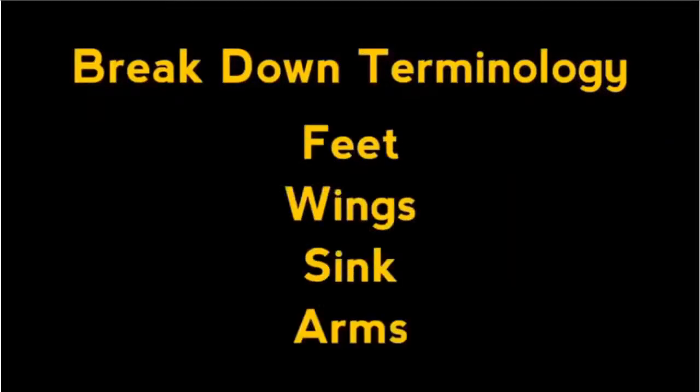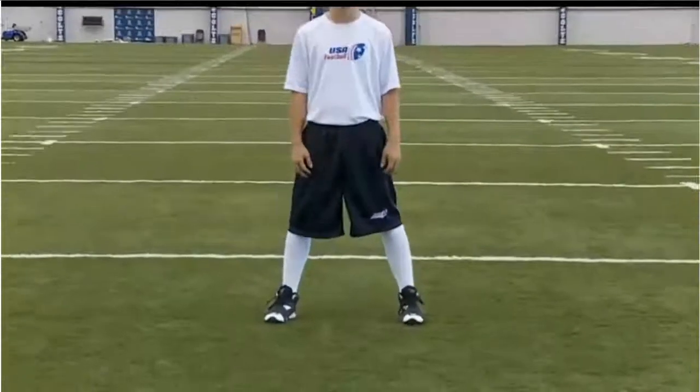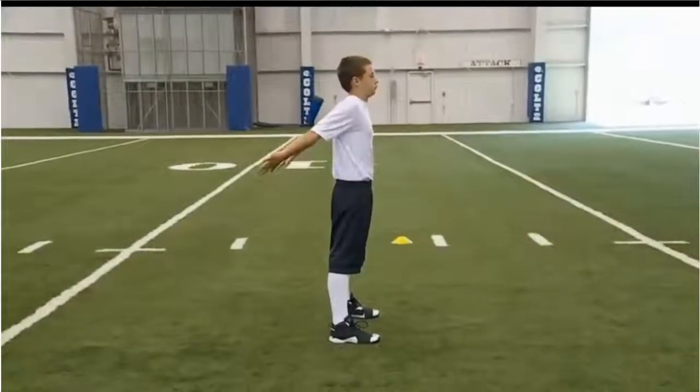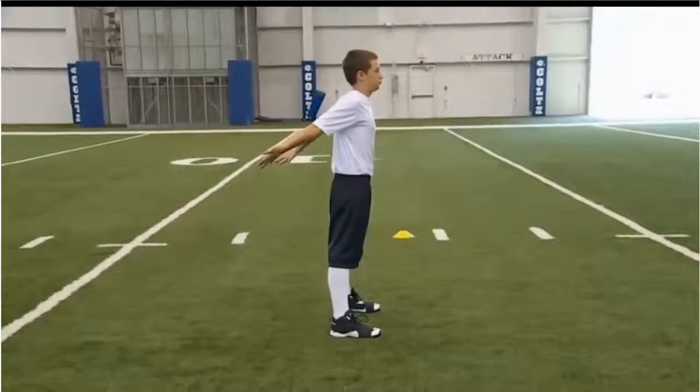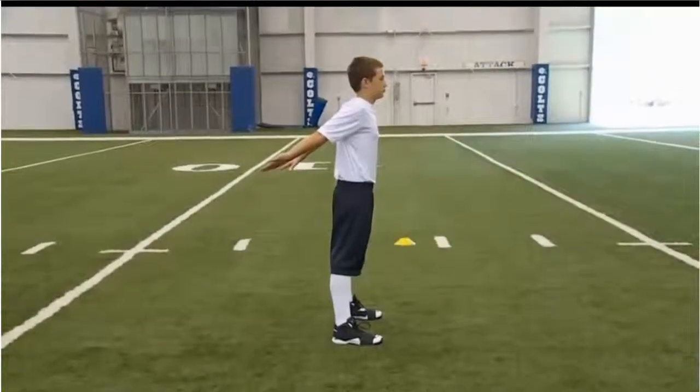The terms we'll be using include feet, wings, sink, and arms. Let's take a look at each of these words as they relate to teaching the breakdown position. Feet means that the players need to spread their feet shoulder width apart. Wings means that the players should raise their arms behind their back as high as possible, with their palms up while simultaneously keeping their upper torso straight.